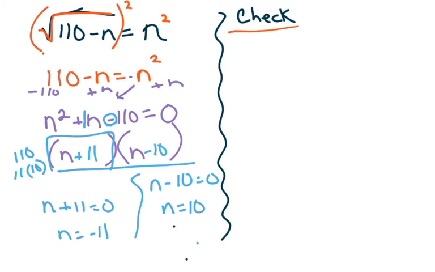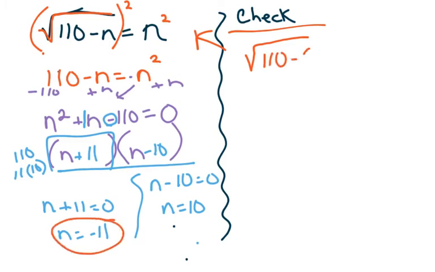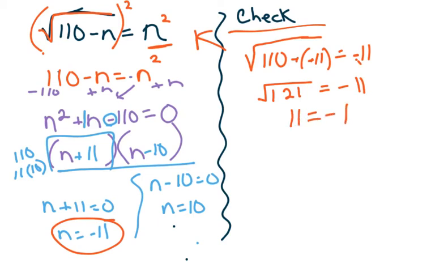So let's do our checks to see if they work. I'm going to put it back into my original equation. So I have the square root of 110 minus, and I've got a negative 11 over here, so minus a negative 11 equals my n, my negative 11. So when solving this, you get the square root of 121 equals negative 11. This is a positive 11, this is a negative 11. So this solution does not work. So negative 11 cannot be one of our solutions.